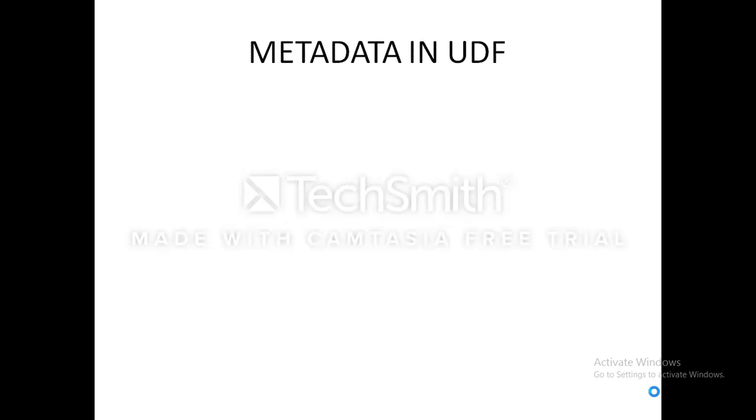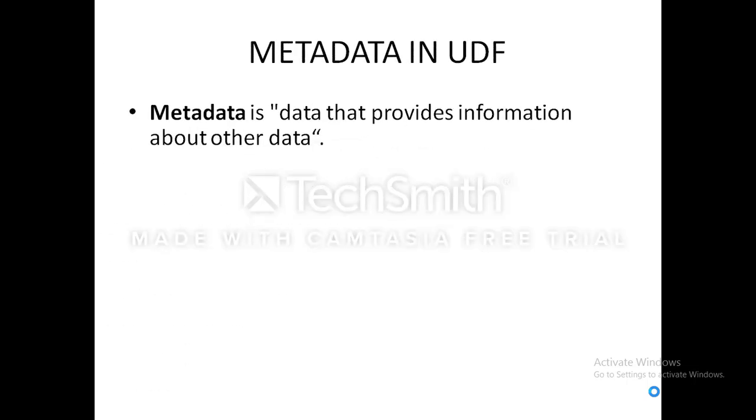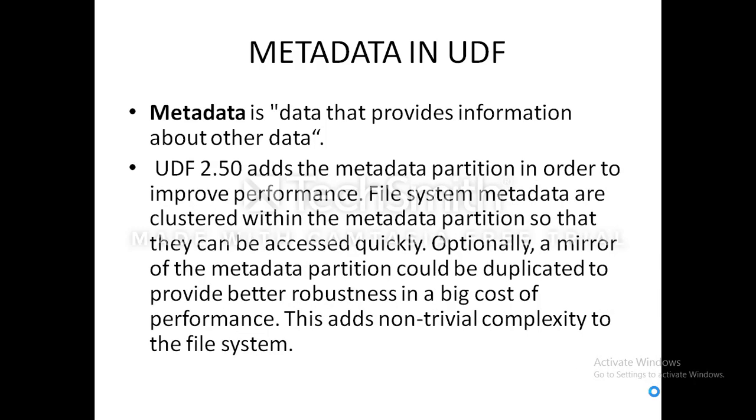Now let's learn about metadata. Metadata, what the term metadata means: data that provides information about other data, that is the detailed information of data. UDF 2.5 version adds the metadata partition in order to improve performance. File system metadata are clustered within the metadata partition so that they can be accessed quickly. Optionally, a mirror of the metadata partition could be duplicated to provide better robustness at a big cost of performance. This adds non-trivial complexity to the file system.